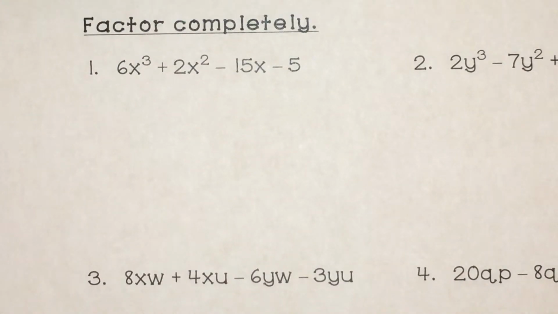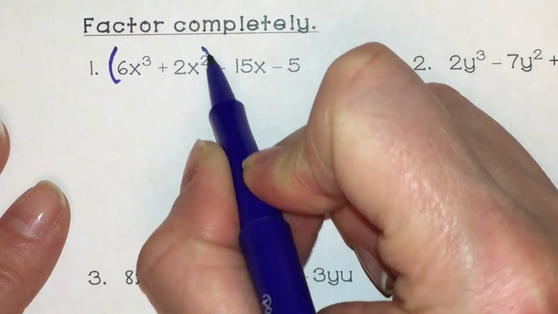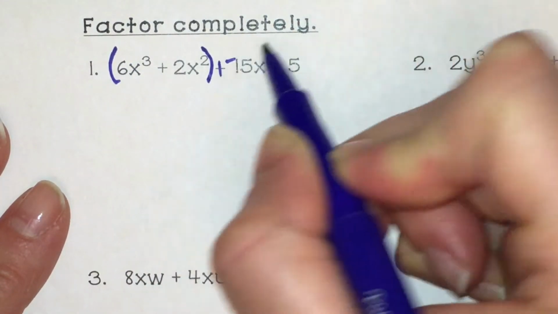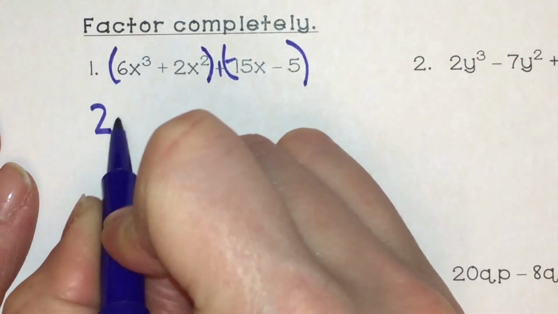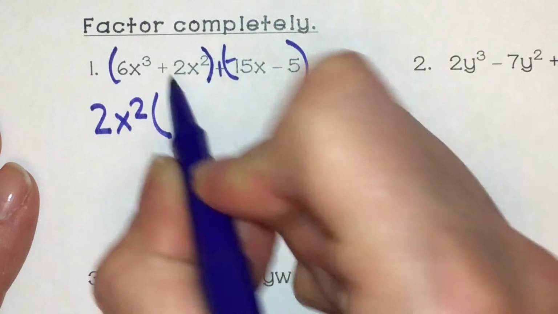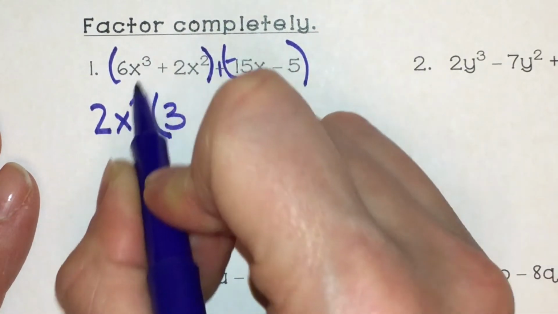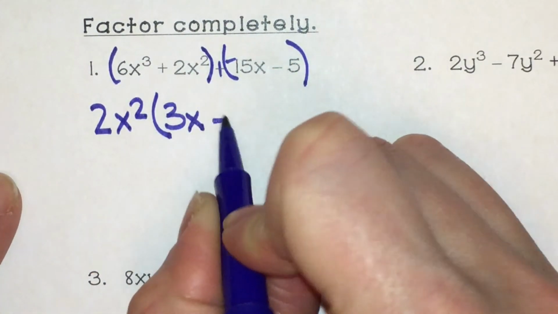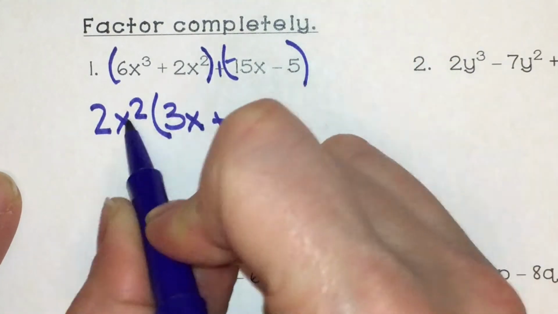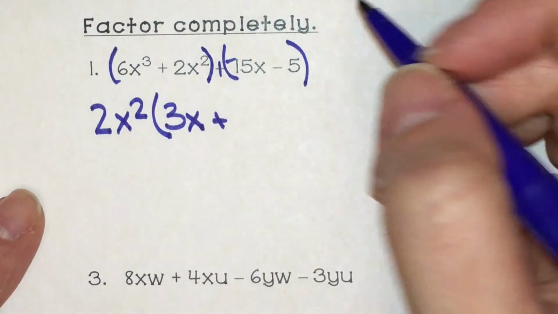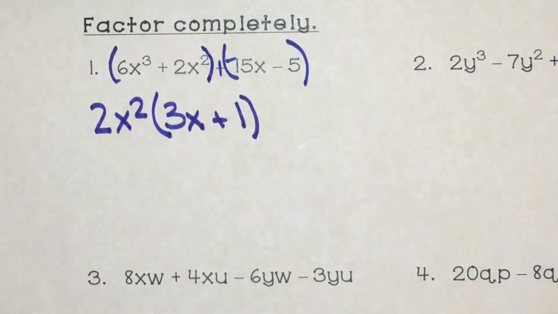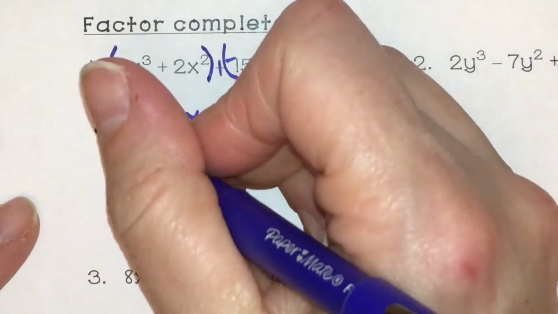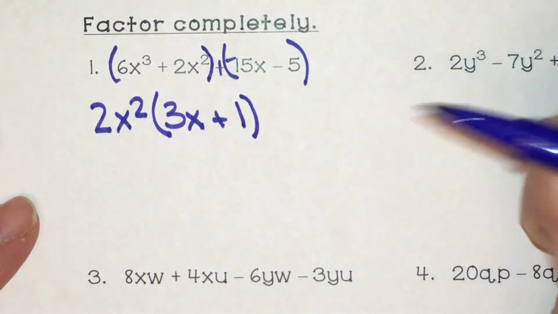So on the first one, I'm going to group the first 2 terms, change subtraction to addition, change the sign of the next. So here I can factor out 2x squared. 6 divided by 2 is 3, and we're left with x plus 2 divided by 2 is 1. x squared divided by x squared is 1, so we're left with just 1. You have to put that 1 there. It's not 0, because 2x squared divided by 2x squared is 1, not 0.